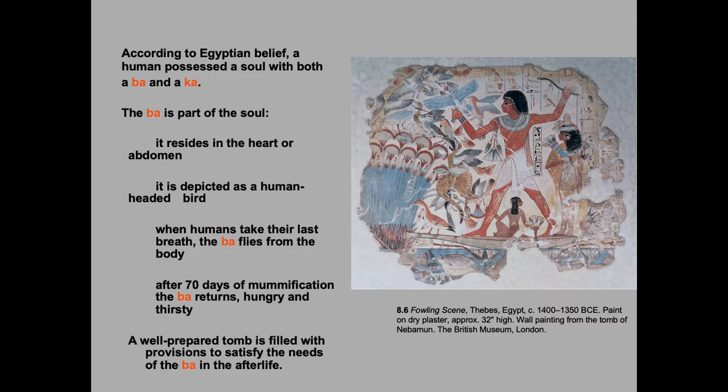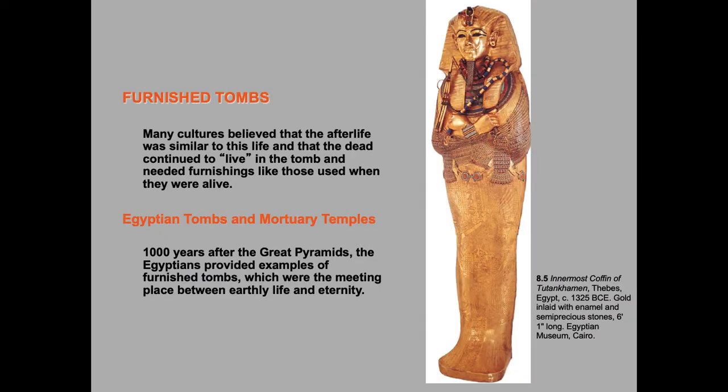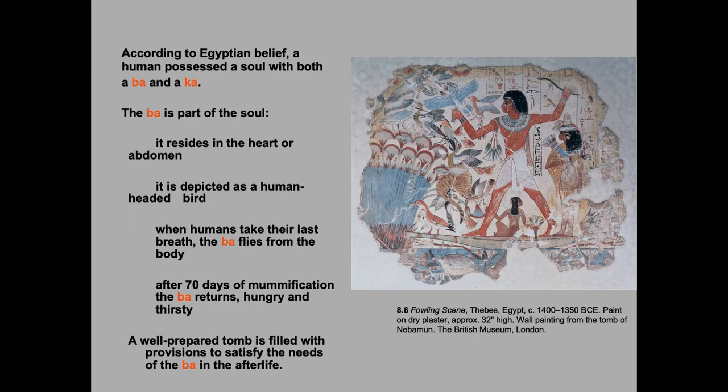The Ba is the part of the soul whose seat was the heart or abdomen in the body. It is depicted as a human-headed bird. Okay, so we'll go back. You don't see it very well in these images. Okay, so when humans take their last breath, the Ba flies away from the body. 70 days later, after the body has been mummified and buried, the Ba returns hungry and thirsty.